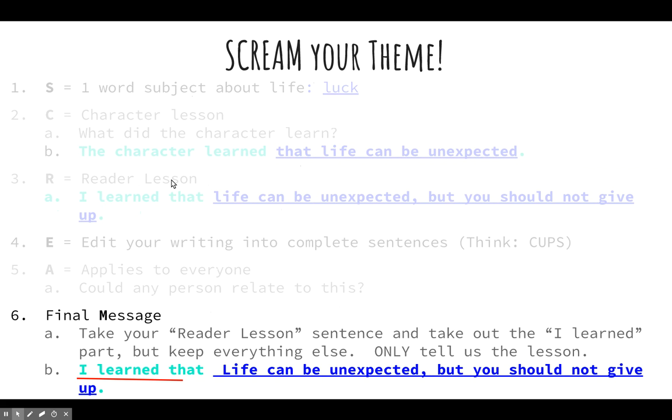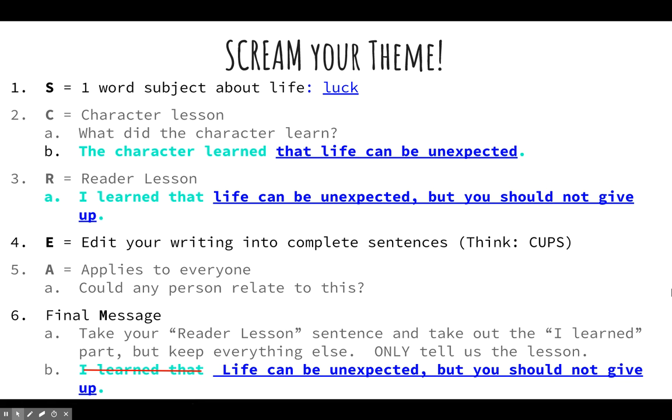And 6 is the final message, and that's where you take your reader lesson from step 3 and take out the I. Because again, our theme is not about you. It's about a lesson that anyone could learn from reading the story. So if I said in my reader lesson that I learned that life can be unexpected, but you should not give up, in my final message, I would take out I learned that. And instead, I would just have the section in blue. Life can be unexpected, but you should not give up. And that would be my theme.